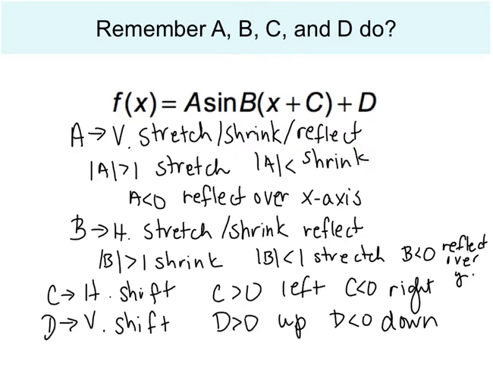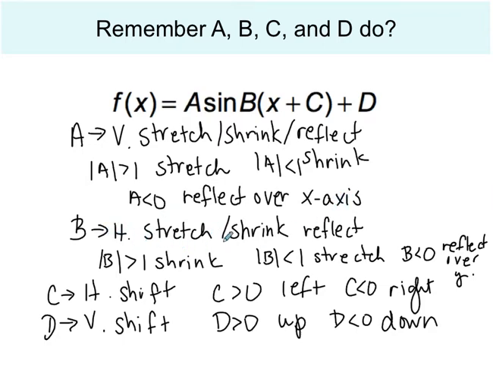Now, remember BCAD and what each of these values did. We discovered a little bit about this on the Desmos activity. Really, honestly, you should have known what these values did, but it was a nice refresher. More formally, make sure that you write this down. A is your vertical stretch, shrink, reflect. If the absolute value of A is greater than 1, it causes it to stretch. If it's less than 1, it causes it to shrink. If it's less than 0, it causes it to reflect over the x-axis.